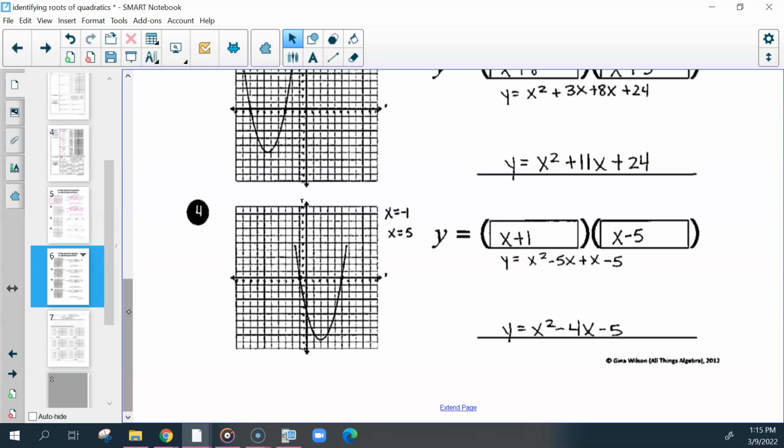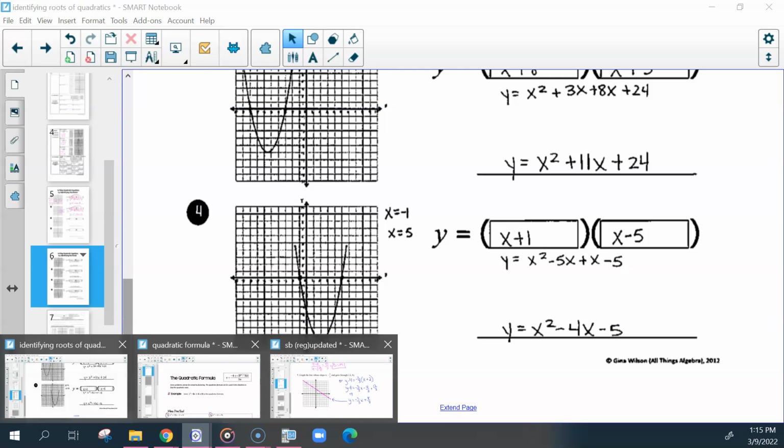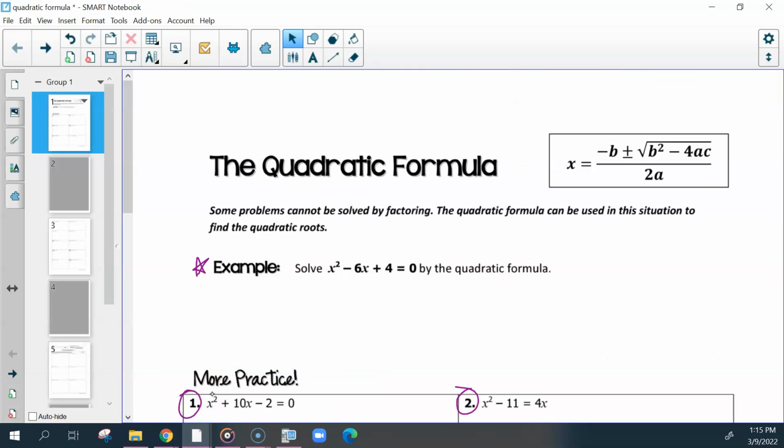Great. Take out the notes in front of you that say quadratic formula. Here's something new, so I need everyone's attention. No more talking.